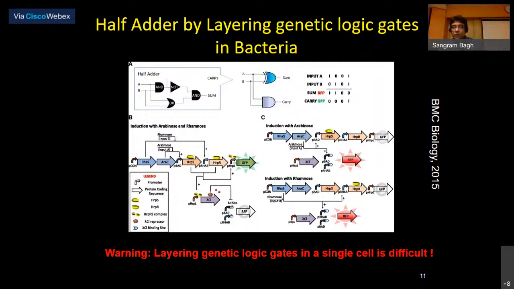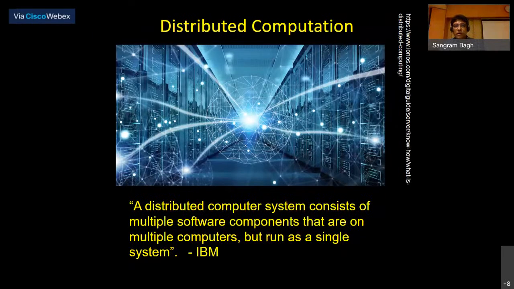So what synthetic biologists thought, again coming from another computer principle, is called distributed computation. This is a definition from IBM of how they define it: a distributed computer system consists of multiple software components that are on multiple computers but run as a single system. So you want to have a computer, but this computer is not a single computer.